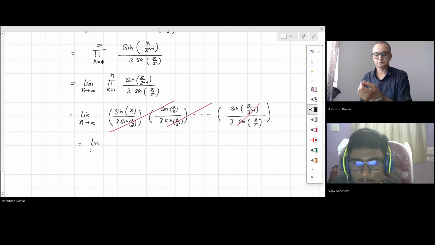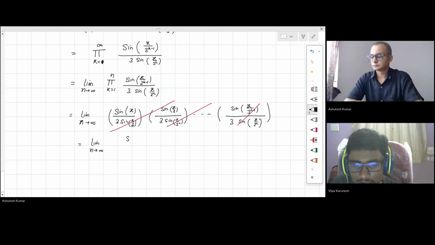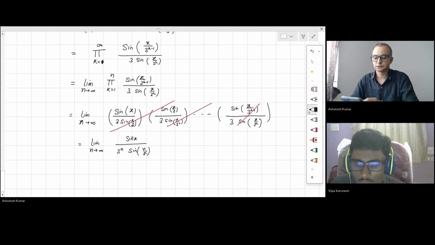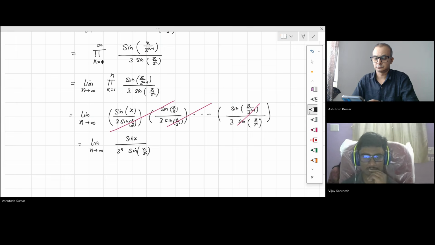Exactly. Very good. It means what we are achieving is that there is a sine x, and we can take the 3 to the power of n outside also. Why can you take this? Because it is actually the index of n. Yes, sir. Now you notice that when n approaches infinity, what happens to this sine of x by 3 to the power of n? This angle is very close to zero, so we can write it as x by 3 to the power of n. So can you tell me what the total answer will be?